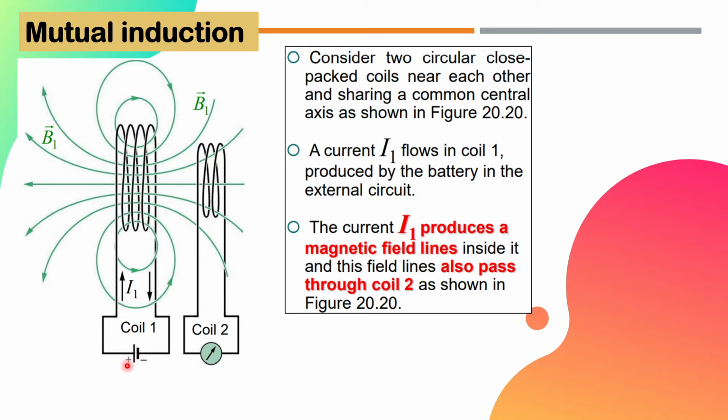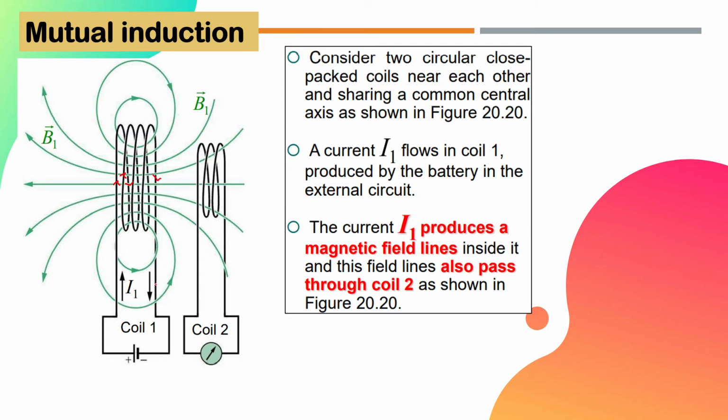So this is the positive terminal and this is the negative terminal. When the current flows in coil 1, you can see the flow of current here. So this is coil 1, which means the current will flow in this direction. This is the front of this solenoid, where the direction of current is upward and then moving downward, and this is also upward direction. So front upward, back downward.